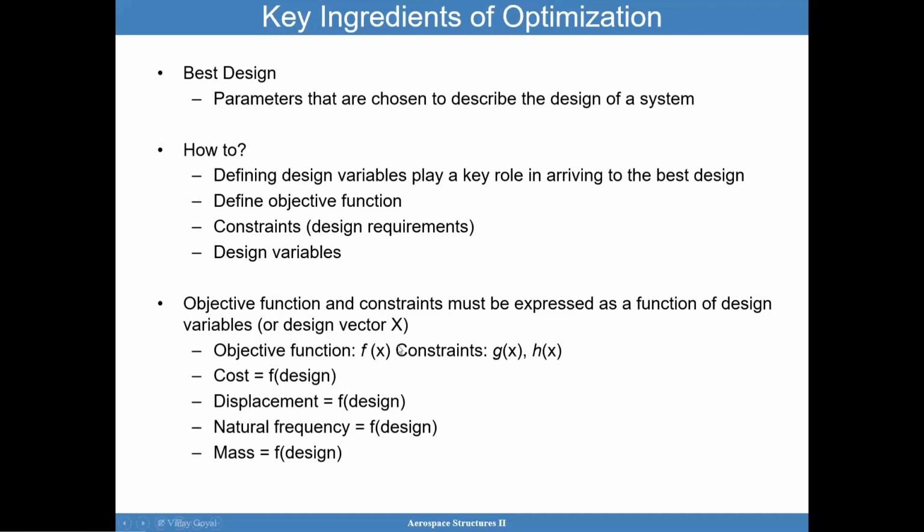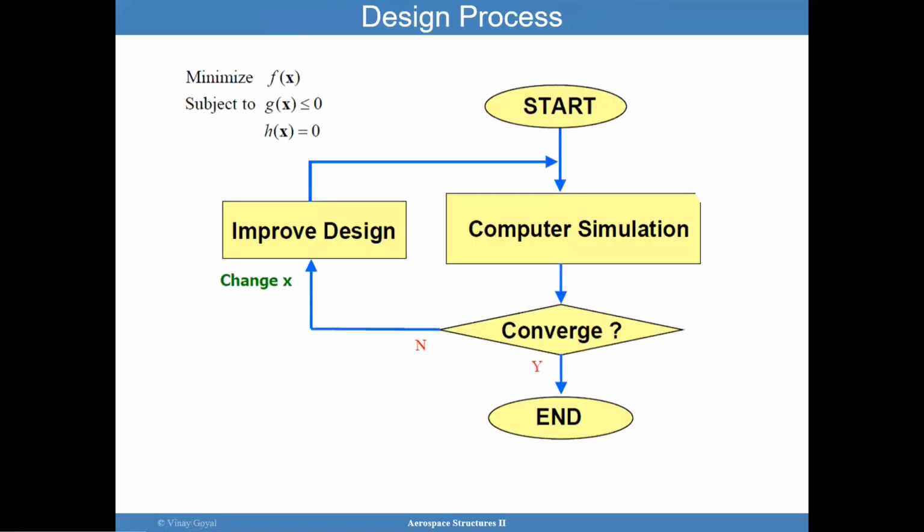The objective function should be expressed as a function of design variables. So here you have an objective function and you have some constraints, but you want to make sure that the objective function is a function of this design vector X. Your objective function could be cost, weight, displacements, natural frequency, mass. You can maximize natural frequencies or you can minimize them and so forth. The design process at a very top level is that you apply the computer simulation, and you check whether you have minimized the design. If you have not converged to that solution, you improve the design and you continue until you get there.